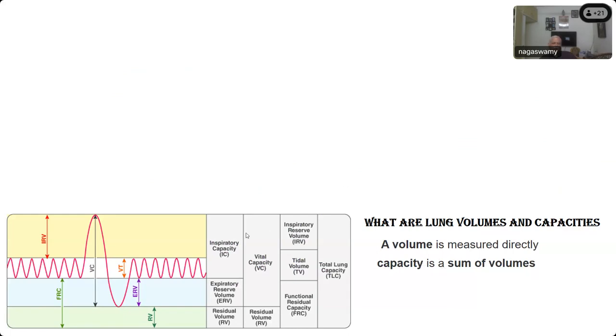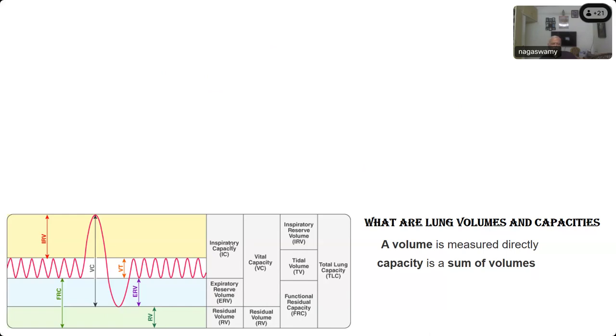All of you know all these things. So there are four capacities and four volumes. The four volumes are tidal volume, expiratory reserve volume, residual volume, and inspiratory reserve volume. So there are reserve volumes for inspiration and expiration apart from your normal tidal volume, and there is a residual volume, the amount of air which cannot be expelled from the lung at any cost. So these four volumes are there. The combination of these makes the capacities.